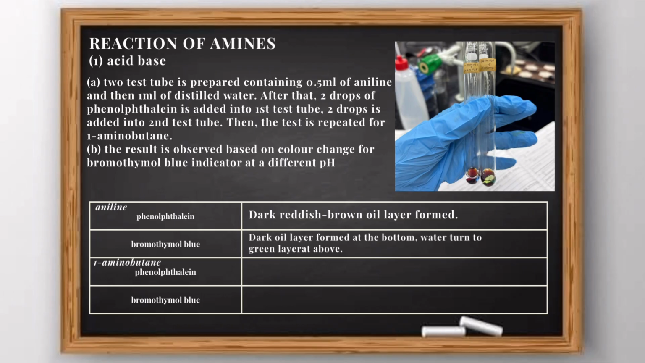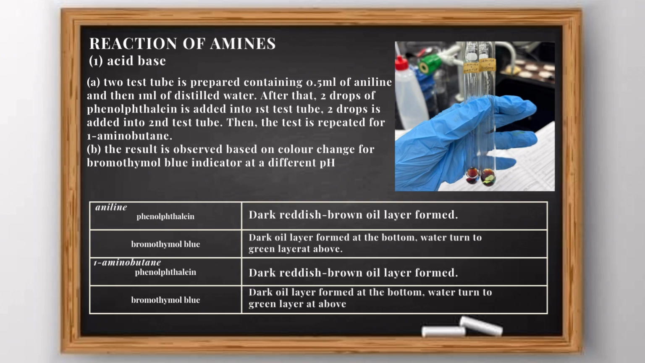However, when it reacts with bromothymol blue, the indicator turned green, showing that the solution is approximately neutral to weakly alkaline. This confirms that aniline is a weak base. Next, for 1-aminobutane reacting with phenolphthalein, the reddish-brown color indicates that it is a weak base and produces a slightly alkaline solution in water. The indicator also turned green towards bromothymol blue, showing that the solution is approximately neutral to weakly alkaline. This confirms the basic nature of 1-aminobutane.